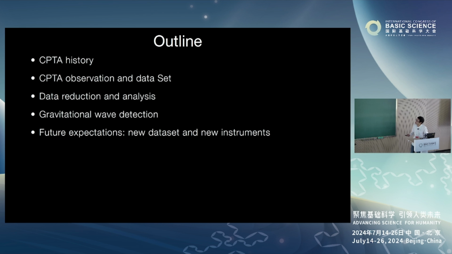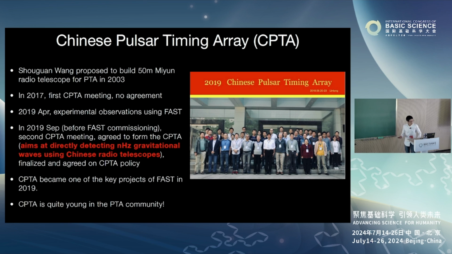Today I'll mainly cover several contents. First, I want to introduce the history of the Chinese Pulsar Timing Array. The history of CPTA is actually very long, because in 2003, Professor Wang Shuangshi proposed to build a 15-meter radio telescope at Miyun dedicated to pulsar timing array work. But finally, that telescope was not used to do that. And in 2017, we had our first CPTA meeting.